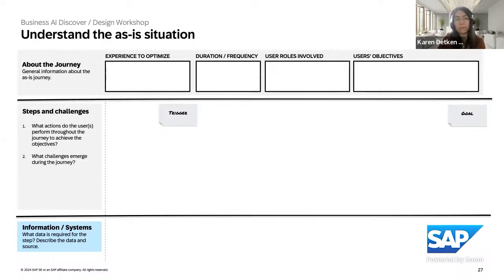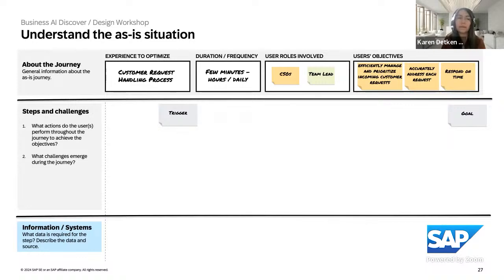So how do we map the as-is situation? We start by looking at the experience that needs to be optimized. This is not necessarily the solution that has been described in the use case brief, but is the current process that we want to improve. So what is the process behind that solution that needs to be improved? So for example, in this example that we saw with the customer service officers, it is the customer request handling process. And we look at, okay, what roles are involved and what are the objectives of these different roles. This is information that can also be taken from the use case brief.